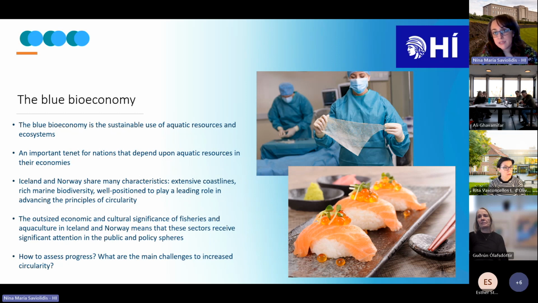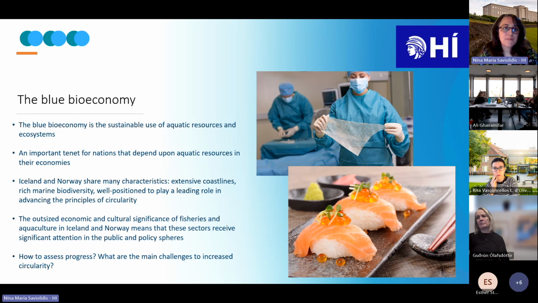They both have extensive coastlines, they have rich marine biodiversity, and they're both quite rich, so they are well positioned to play a leading role in advancing principles of circularity. And plus, they have highly advanced sectors. Norway, especially with aquaculture. In Iceland, we have a not so highly advanced sector in aquaculture because it's quite new, but we have a very highly advanced fisheries sector.